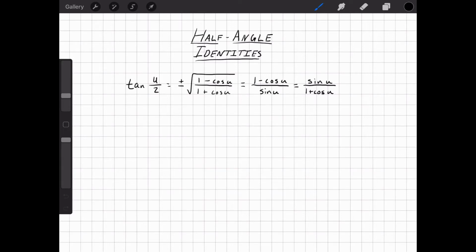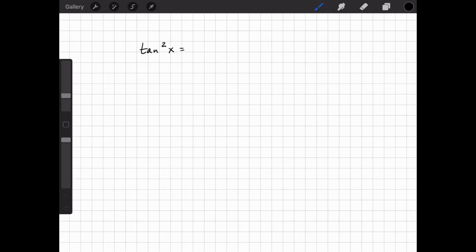In today's episode, we will be proving the half-angle identities of tangent. Tangent has several iterations, as you can see here. To prove these, we will start with tangent squared x, which equals sine squared x divided by cosine squared x.